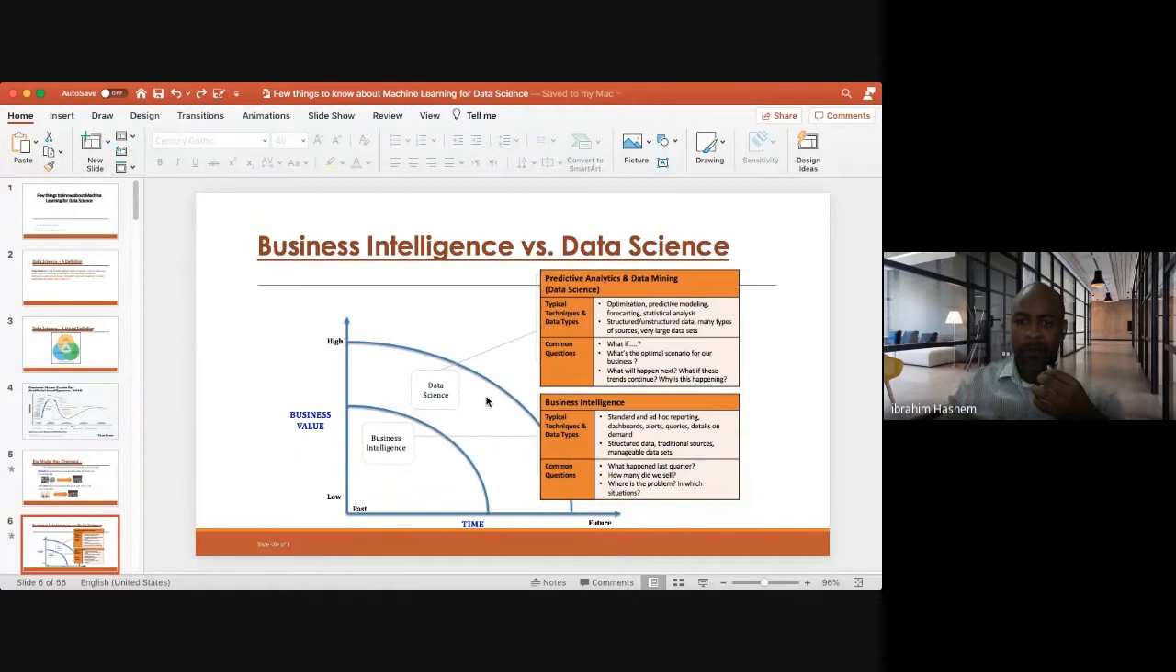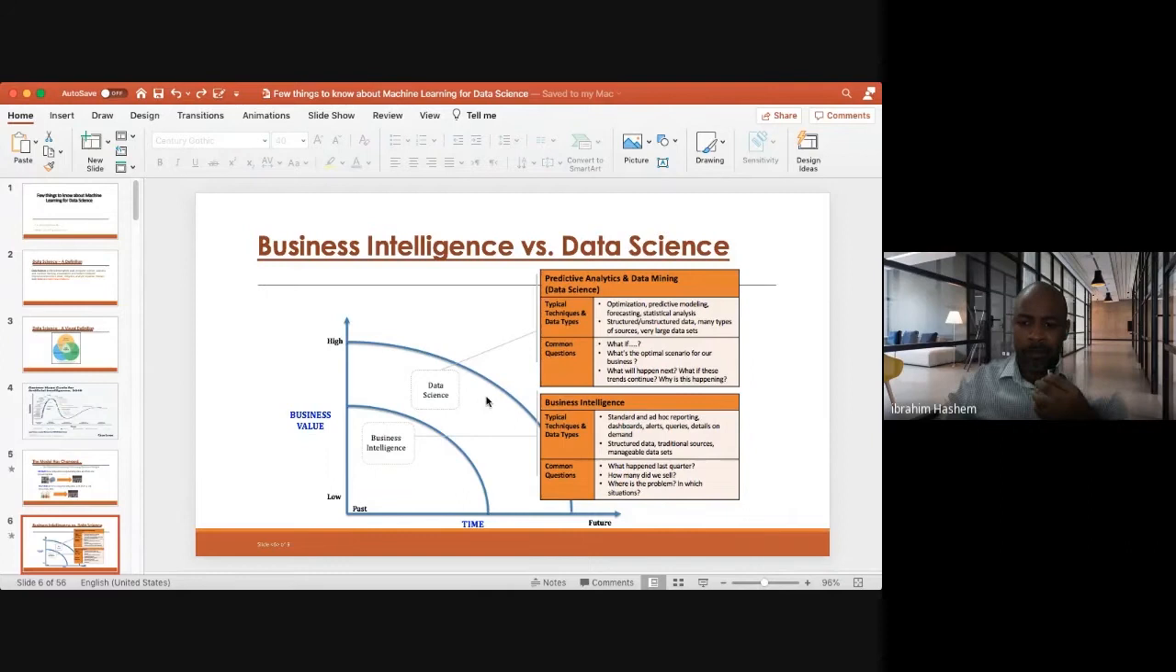Business intelligence, as I said, is more about the past. The techniques we use are just standard ad hoc reporting, dashboards or alerts, or we just get some query from the data we have. And mostly we use structured data and some traditional sources, maybe data that is in Excel format or something like this. So it's very basic and doesn't require that much effort to get the result.